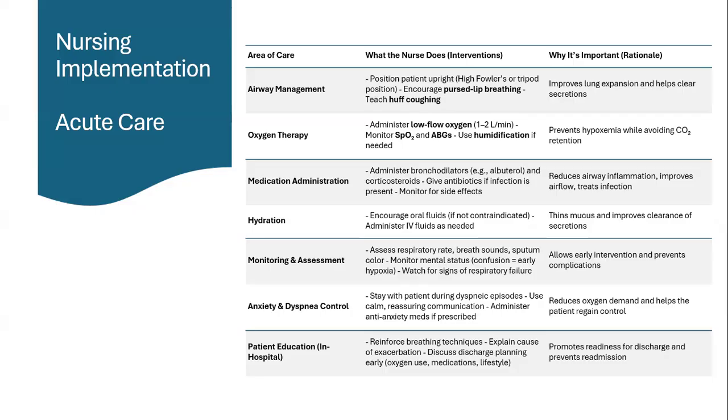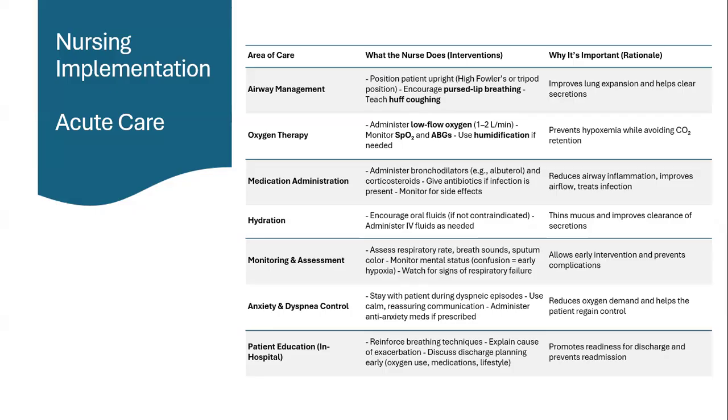And also we can collaborate to administer oxygen therapy, giving the patient low flow oxygen 1 to 2 liters per minute, and be careful not to give them high concentration oxygen, because it can cause problems with patients with COPD. You need to monitor SpO2 and also ABGs, and of course use humidification in the oxygen therapy. It's really important to prevent hypoxemia while avoiding CO2 retention.